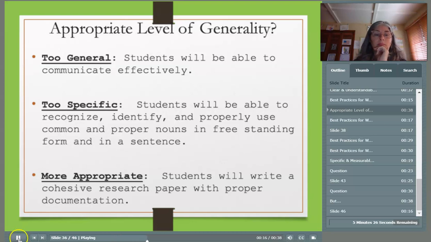But the next one, students will be able to recognize, identify, and properly use common and proper nouns in freestanding form and in a sentence. Well, that's very specific. That might be even perhaps part of a rubric for a paper. Very, very specific. So you want to make sure that, again, you're looking at an appropriate level, like students will write a cohesive research paper with proper documentation. Or if when you're talking about communication, you're talking about oral presentations, perhaps specify that. Or if you're talking about communicating within group work, or simply social skills, you need to, again, be specific enough that people know what it is that they're supposed to be learning, but just not too specific. So you're including every little detail, and also in this one, multiple verbs.